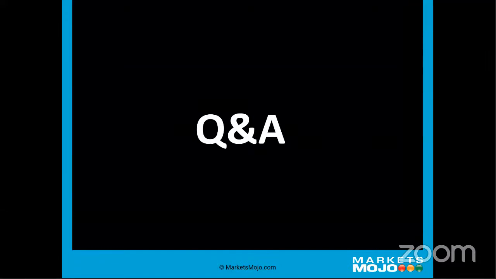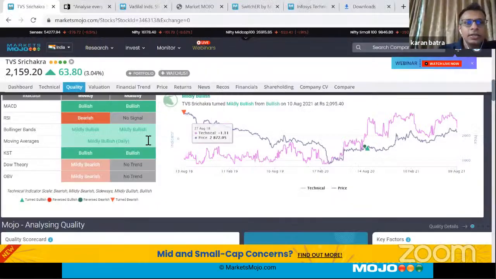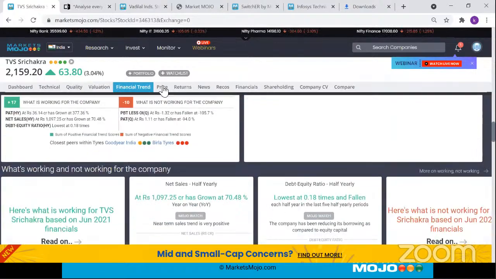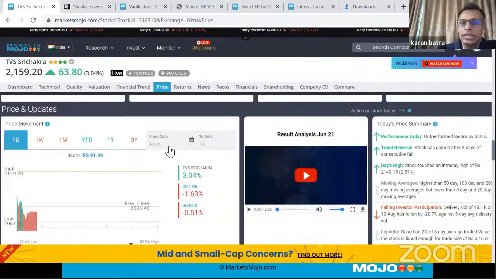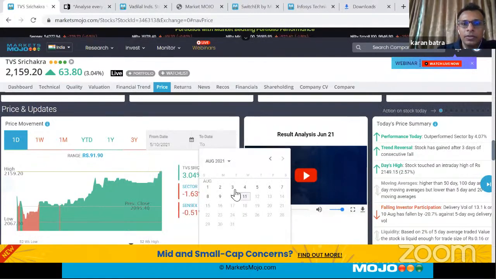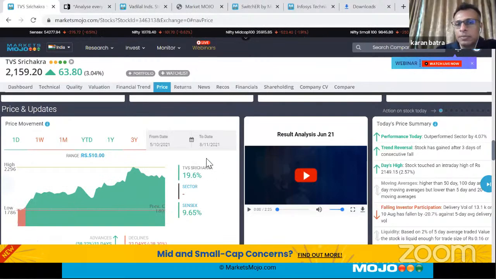This question by an anonymous attendee: is it possible to add a functionality that shows a historic date price of a script and percentage return that one would have generated, positive or negative, if one had invested on that specific date till date? Yes, you can already find it. So this TVS Sri Chakra. You can go to the price section and you can put the date. So, if I want to see from this date, from 10th of May to today, stock has given 19% return, and you'll also get a comparative of the Sensex, what the market would have given, what the stock would have given. So this is already available on the price and update section in the price chart.